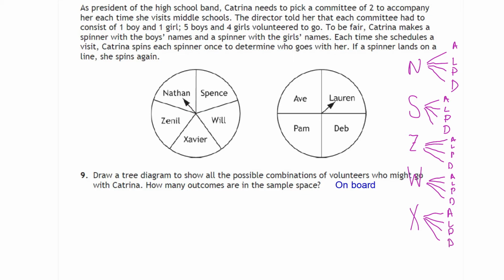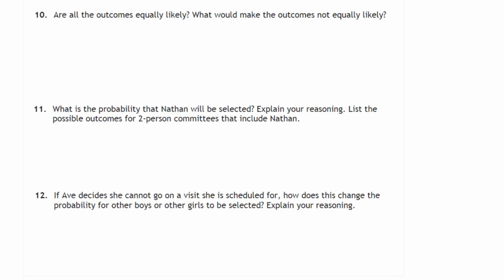So you can see that we have 4, 8, 12, 16. We have 20 different outcomes. And honestly, this goes along with what we did in that last unit, where you just have, well, I've got 5 boys to choose from and I've got 4 girls. So remember, you just multiply that and that gives you your total number of outcomes.